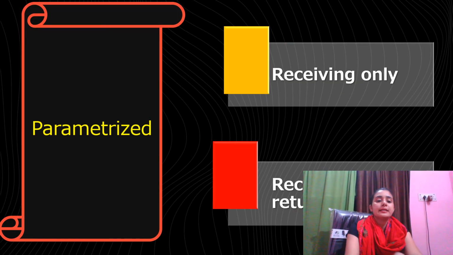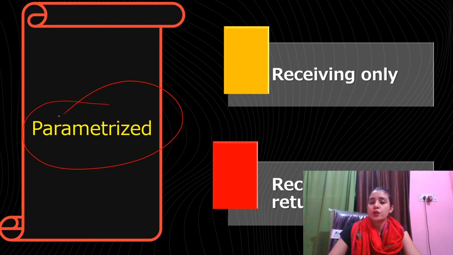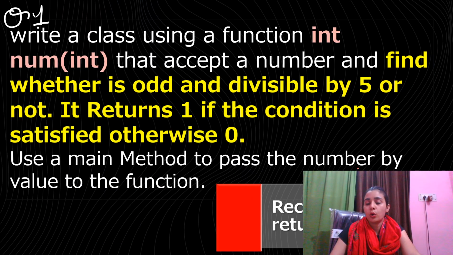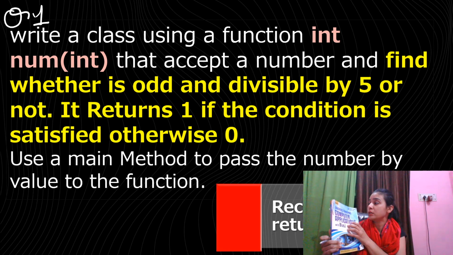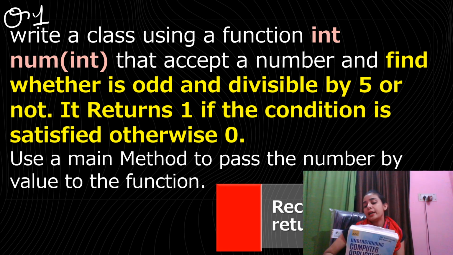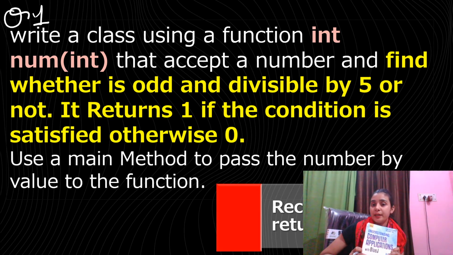First of all, let's take the example of parameterized, where we are receiving and returning. One example of that we will do. Afterwards you can do more examples which are mentioned in your book. That book is really a great book. This is Computer Applications with BlueJ. It is really a great book for ICSE class 10th preparation for computer applications, right?